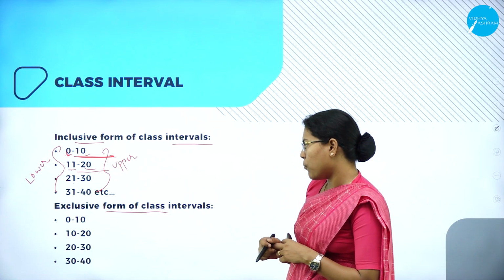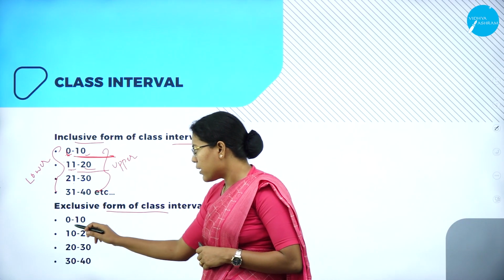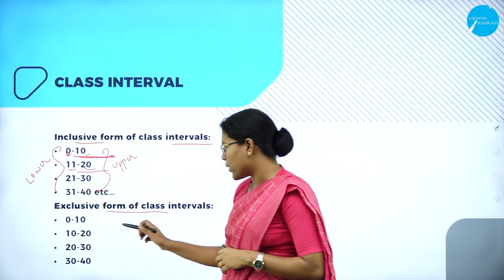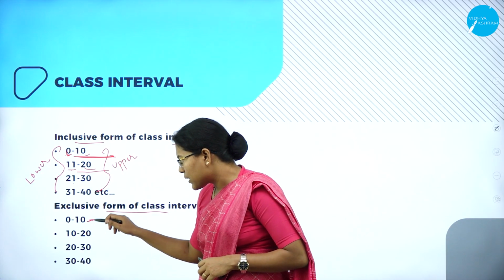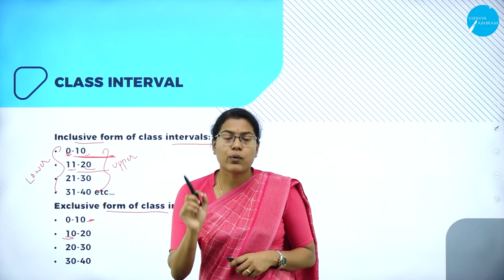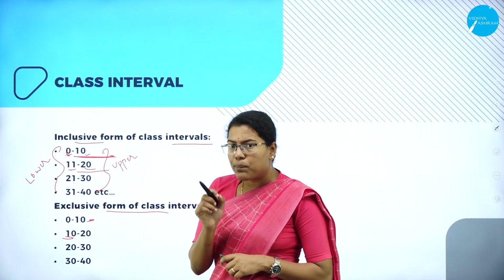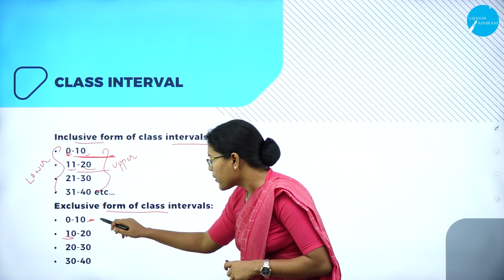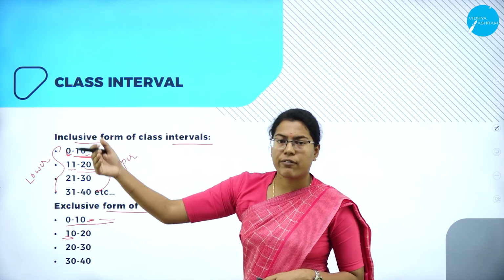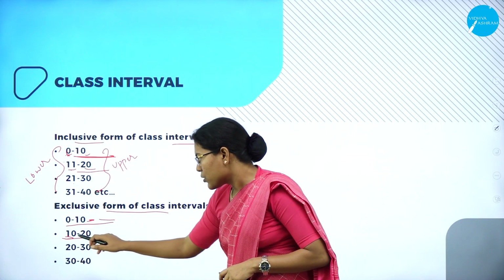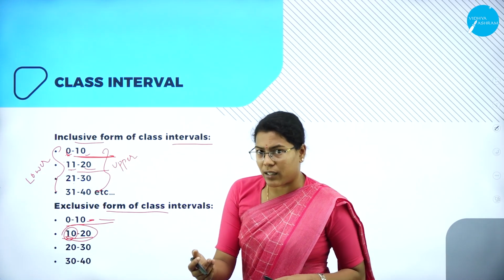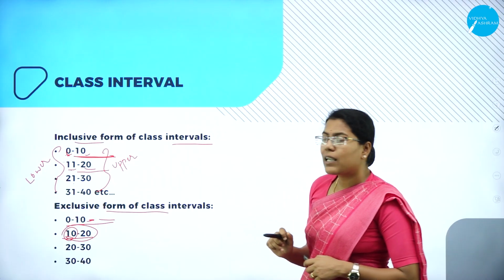But in the exclusive form of class interval, it is like 0 to 10, 10 to 20, 20 to 30, 30 to 40. Here, as you can see, 10 is in this class and also here. So in one of the classes, you exclude 10. The student who has scored 10, you might record in this class, and from 10.1 or 10.5, you can record in the next class. So in this particular class, you are leaving out that 10, that is, you are excluding it. That is the exclusive form of class interval.